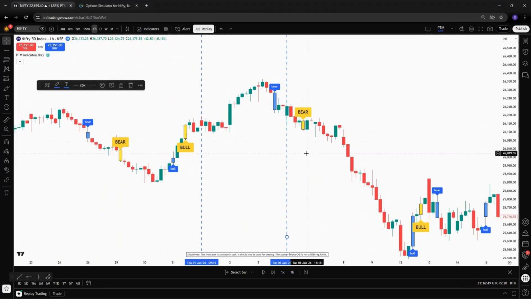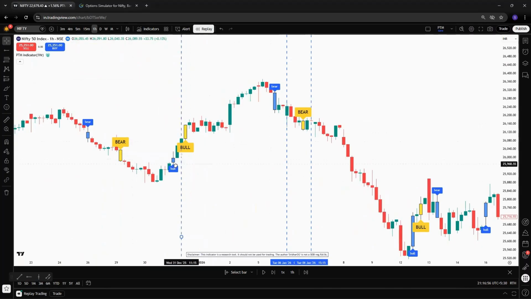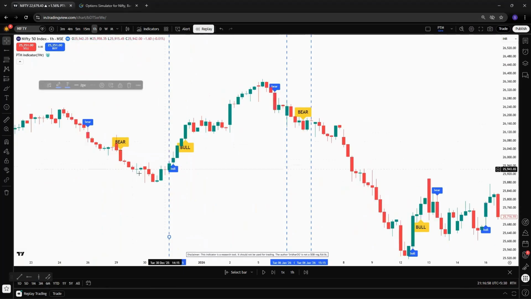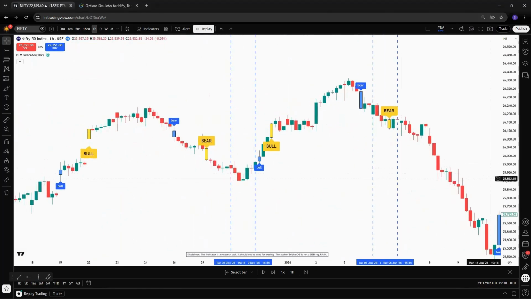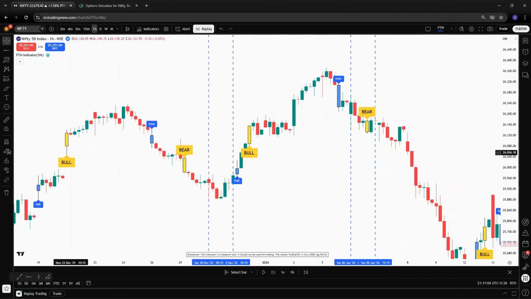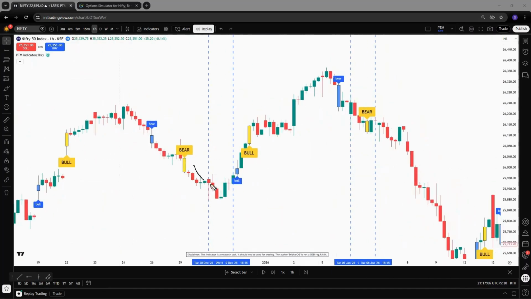This is my expiry, January 6th, correct. And 30th December is my previous expiry. So right now we already have the charts, and we are going to create a strategy for testing this entire move. How do you apply the strategy, we are going to see.